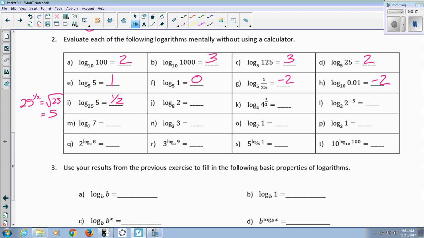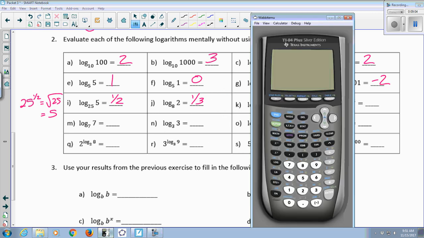8 to what power gives you 2? 8 to what power gives you 2? Well, the cube root of 8 is 2. So if I write that as a fractional exponent, it's 1/3. 8 to the 1/3 gives you 2. And if you need some help with a calculator, if you don't know these things off the top of your head, you can do a little trial and error, right?